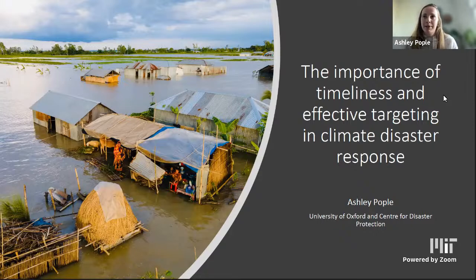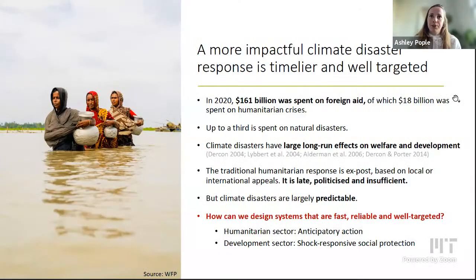So today I will be speaking about the importance of timeliness and effective targeting in climate disaster response, building on research that I've been doing with other researchers at the University of Oxford, as well as showcasing some of the very cool policy innovations that these other organizations are doing. So just to motivate where we're coming from: climate disasters are becoming more frequent, more intense, and especially already affecting low and middle income countries.